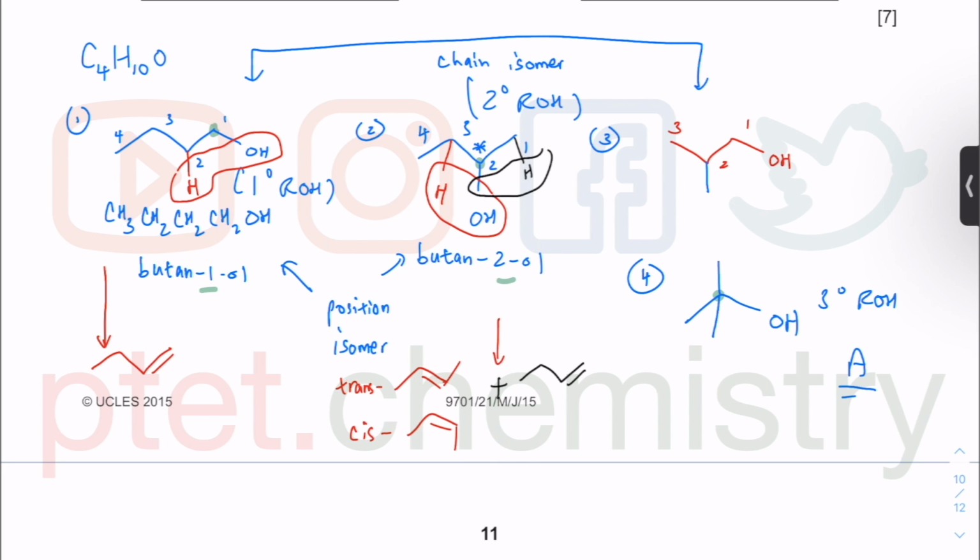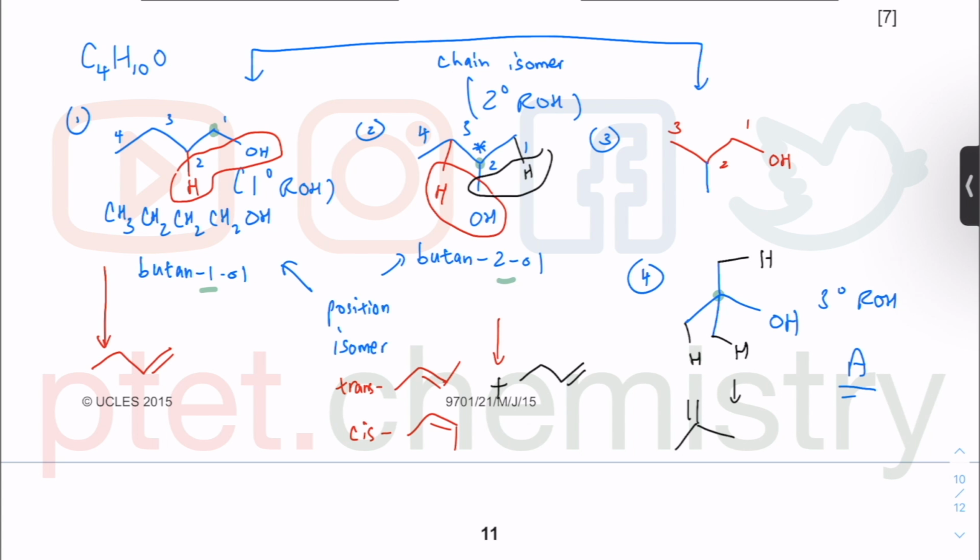How about this one? This one here, you can eliminate from there or there. It's just going to give you the same product because this CH3 is the same as that CH3, is the same as that CH3. They are symmetrical. They're going to give you one product like that.